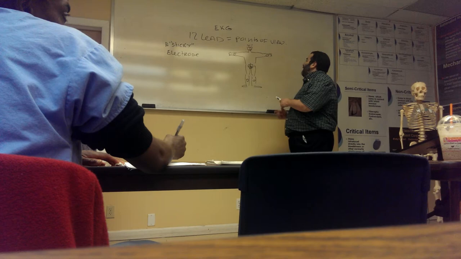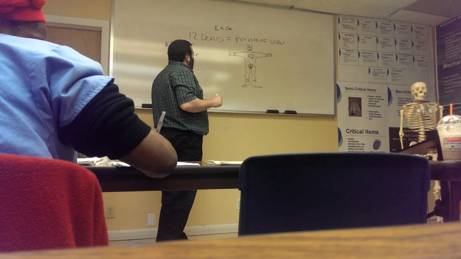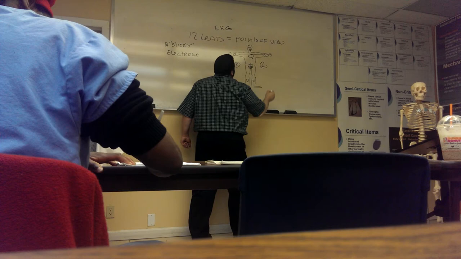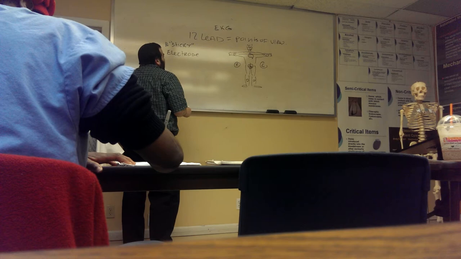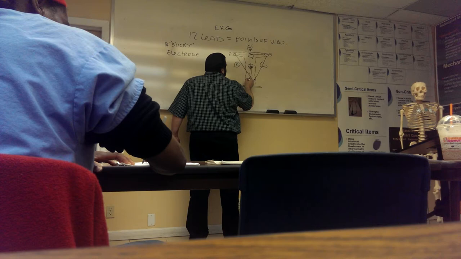So, the heart is here somewhere. So, we've placed our first leads on the human body. And our first point of view, or lead one, is going to be from right to left. From there to there. And we mark it with a Roman numeral 1. As a matter of fact, all three. Now, second point of view will go from there to here, and from there to there.